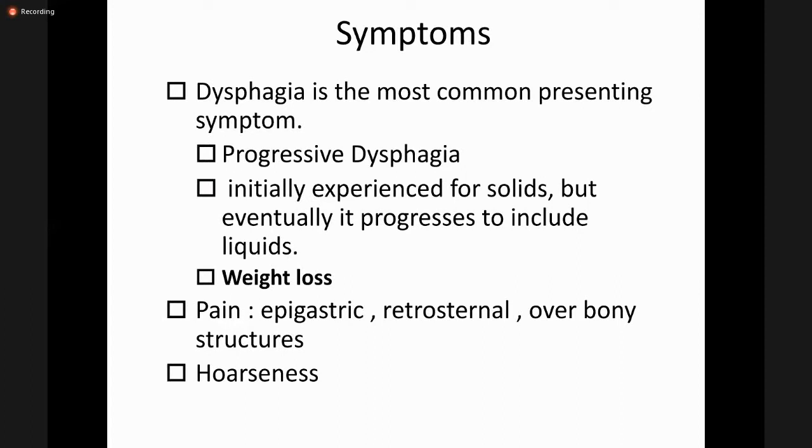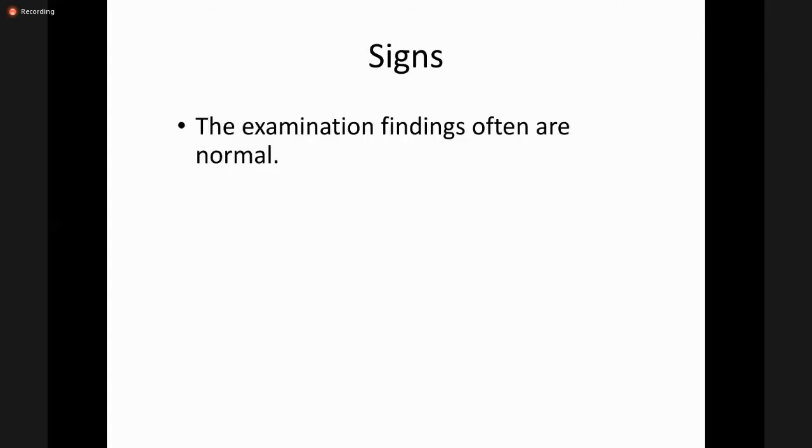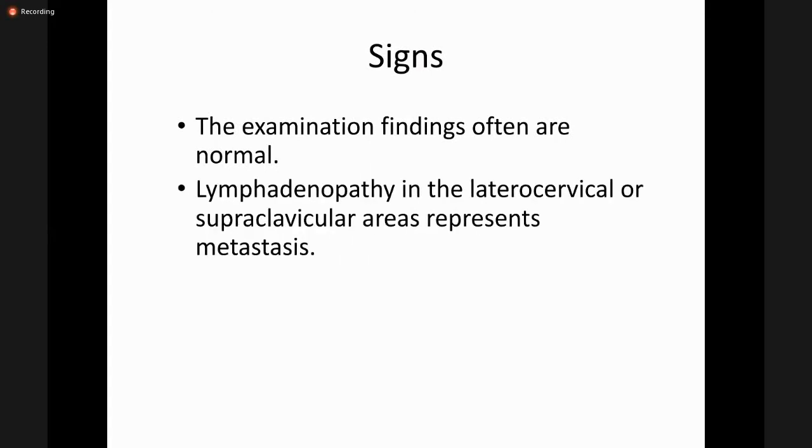because of the disease, then hoarseness can be experienced, and respiratory symptoms may be seen because of the involvement of the trachea, or there might be some fistula or communication between the esophagus and trachea, and it may lead to respiratory symptoms. Signs: examination findings are usually normal. Some lymphadenopathy can be seen in the laterocervical or supraclavicular areas if the disease is advanced.